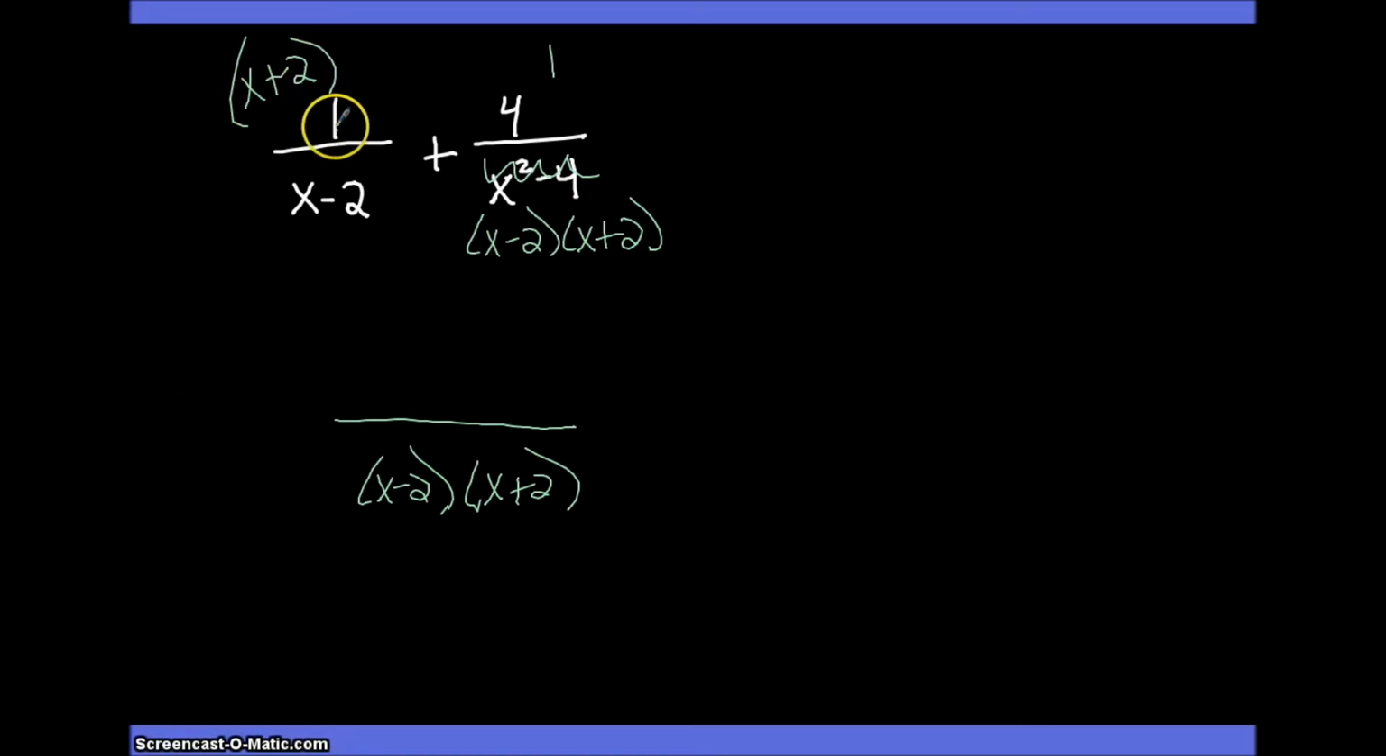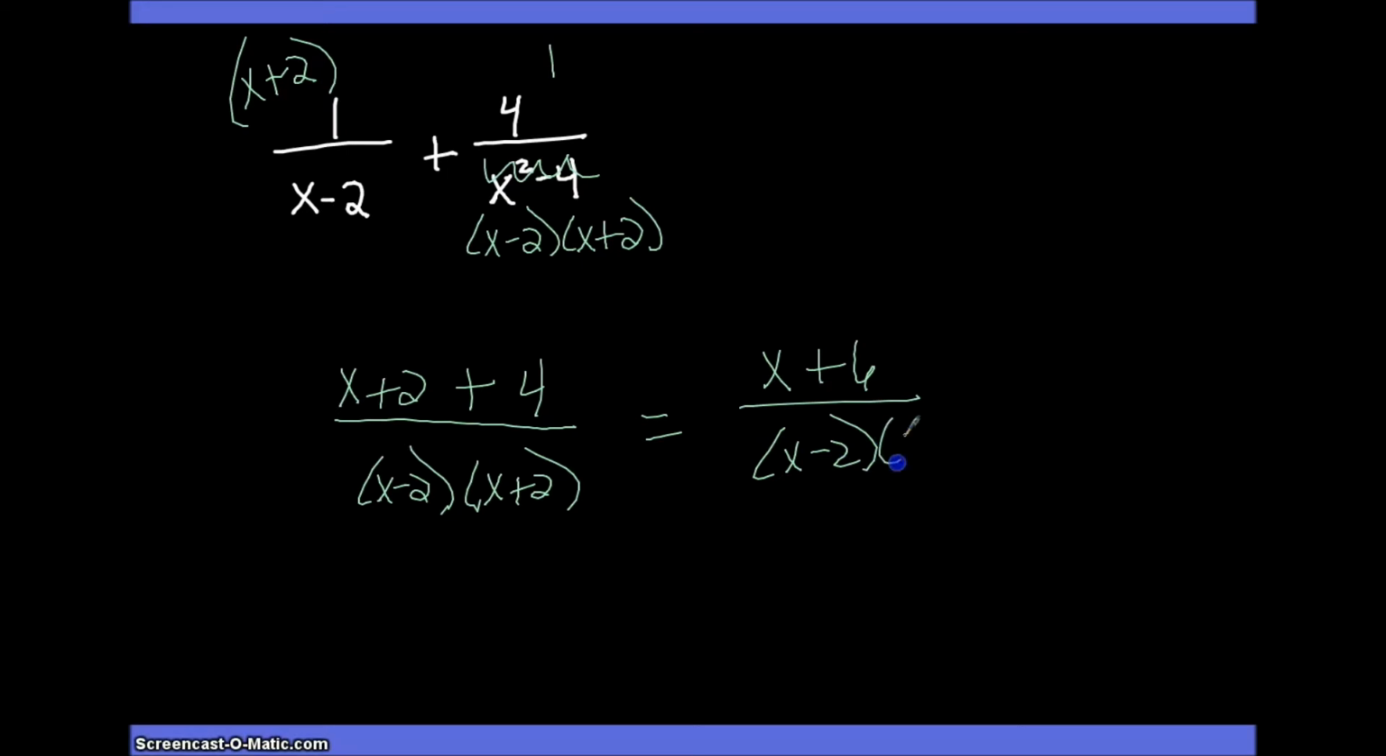So distribute x plus 2 times 1 and you get x plus 2. Plus 4 times 1 is 4. Don't forget to combine your like terms. x plus 6 over x minus 2 and x plus 2. Always check here and see if you can factor or if you can pull anything out of the top, but we can't, so we're done here.